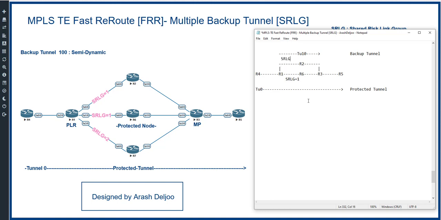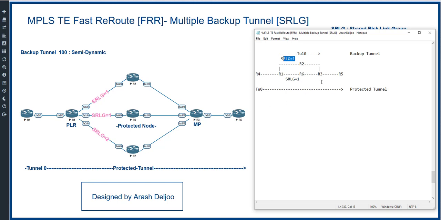When we configure the same SRLG value on these two links, this means that R1, as a PLR, should consider this SRLG, because we are saying to R1 that this path's shared risk link group is 1, and also this path's shared risk link group is 1. This means that both of them have the same risk, and you need to consider it when you are, for example, selecting the best path for the tunnel.